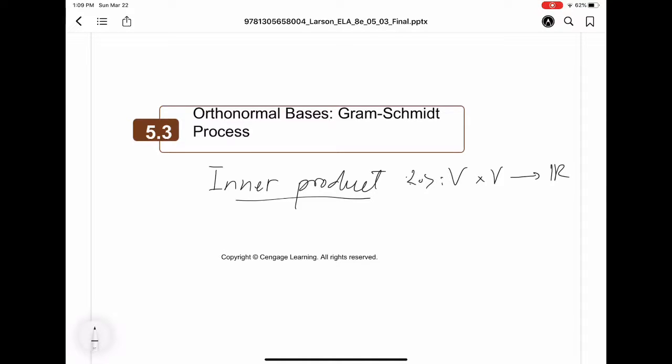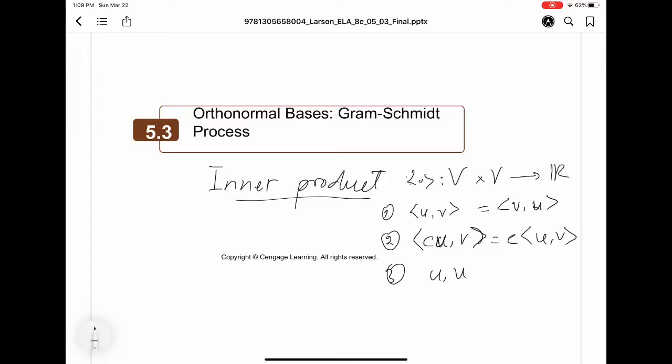Let's say the first property is if you interchange the position of u and v, that is also v and u, the value does not change. The second one: if you multiply c with u and v in here, you get the same. You can take c in or out. And the last property is that the inner product of u and u is always greater than or equal to 0, and the equality happens if and only if u is equal to 0.